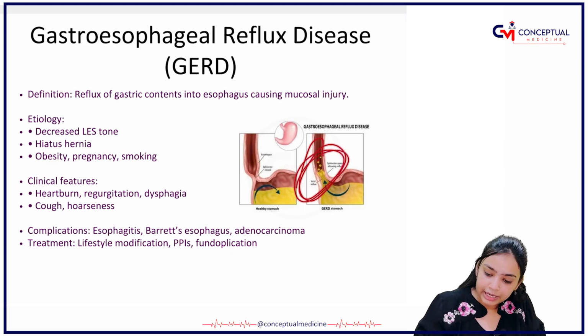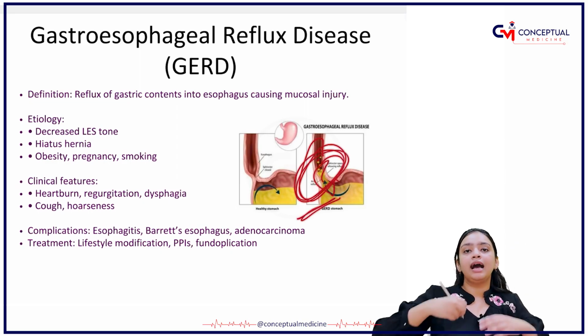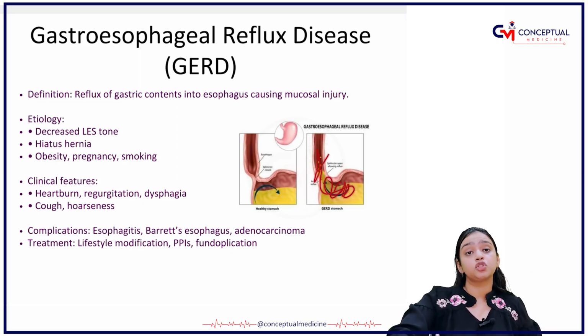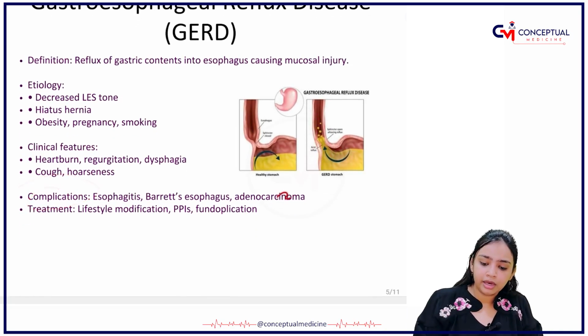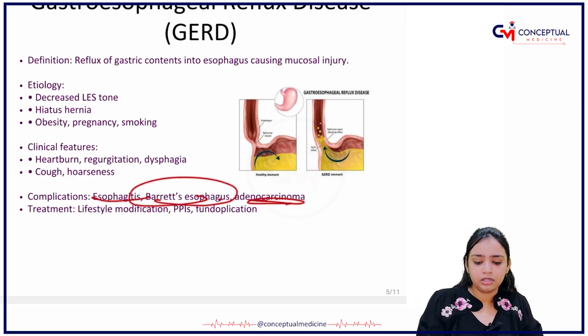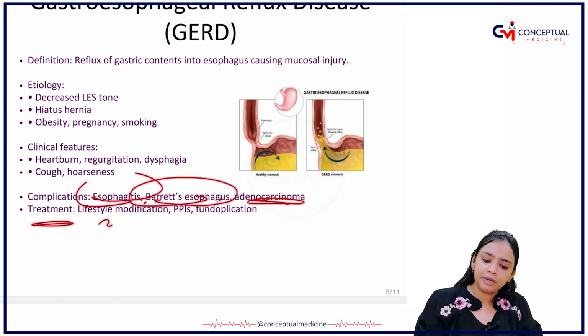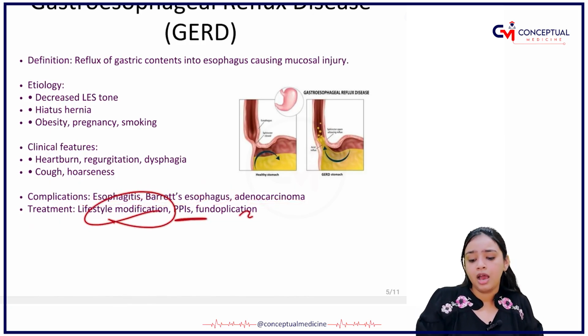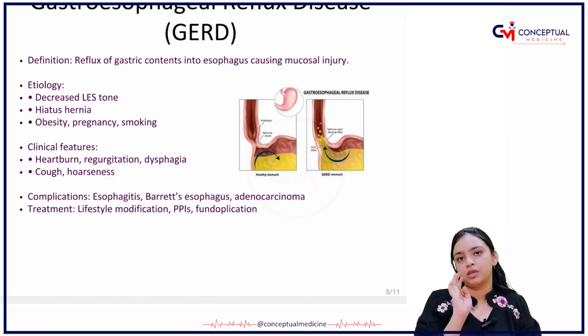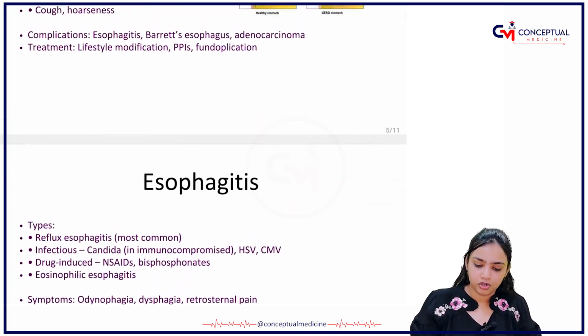See this figure, you are able to see that all the acid that was there in the stomach is going up. Okay, what are the complications? There can be adenocarcinoma, Barrett esophagus and esophagitis. What is the treatment? Just ask the patient for lifestyle modification and proton pump inhibitors. If required, the patient has to undergo a surgery by the name of fundoplication.